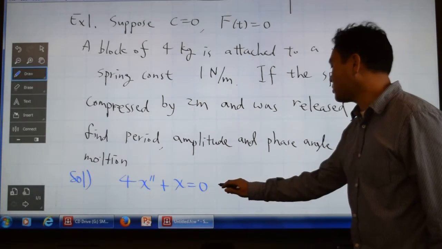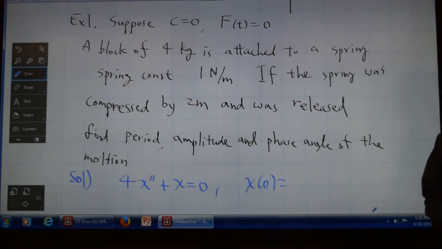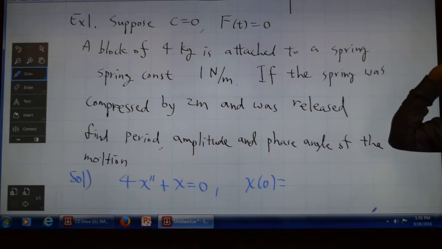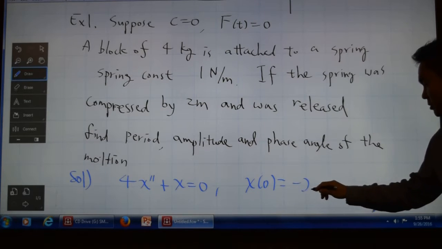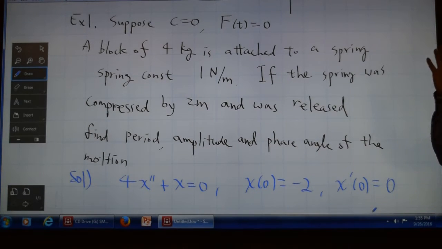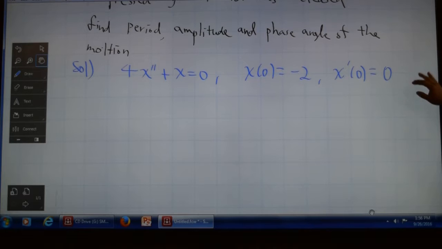Now, what is x of 0? It also has initial condition, right? X of 0. What is it? Compressing it, right? And then you're releasing it. Compressing it how much? 2 meters. Yeah, 2 meters, so it should be negative 2. Okay, what about the initial velocity? 0. 0 because you released it, right? If I pushed it in one direction with some initial velocity, then it will be a different story, right? So this is the differential equation that you have to find.